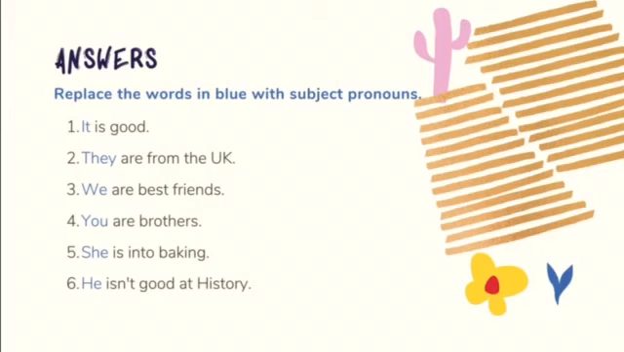Number 4, you are brothers. So remember, you and Mick. So the subject pronoun is you. Number 5. She is into baking. This is because Catherine is a girl. And number 6. The subject pronoun for Ron is he, because Ron is a boy. So he isn't good at history.